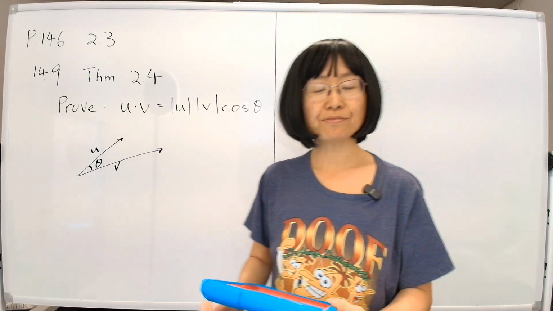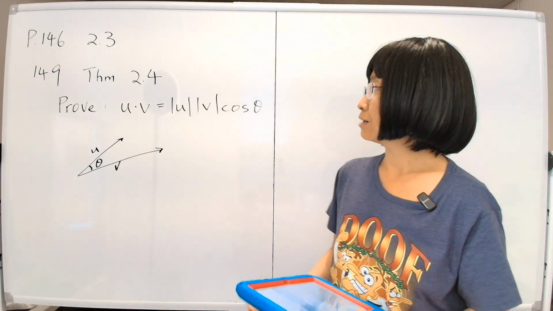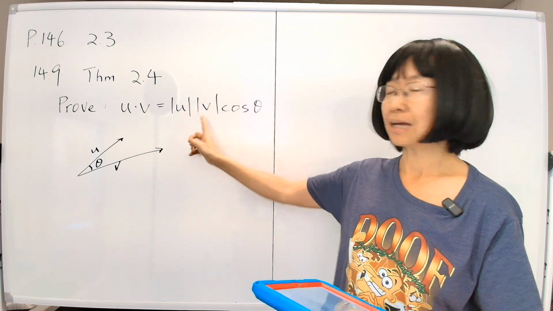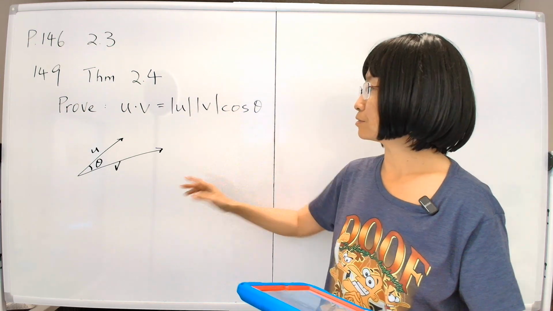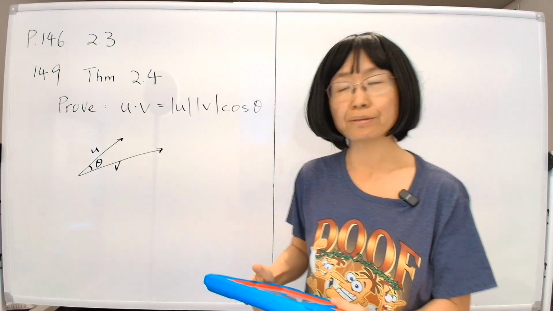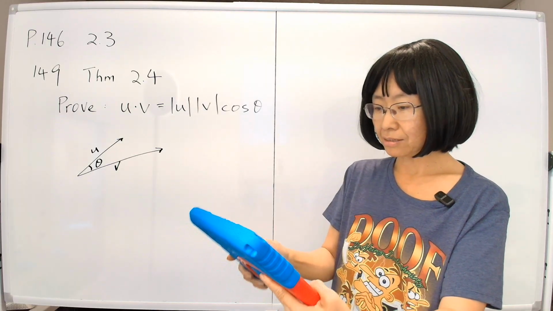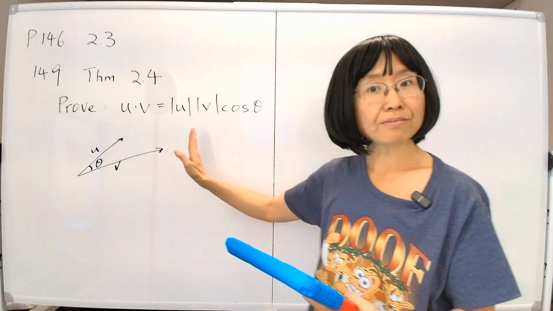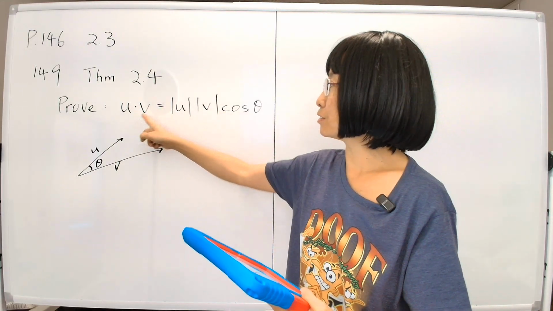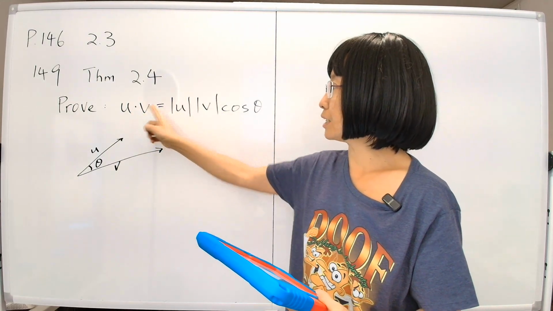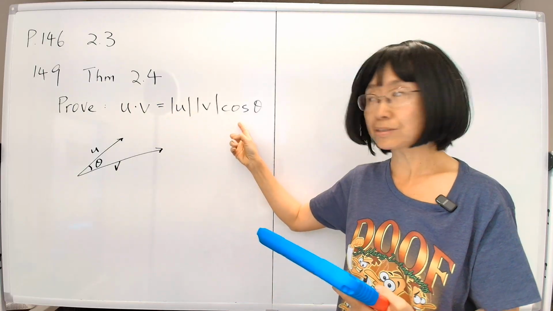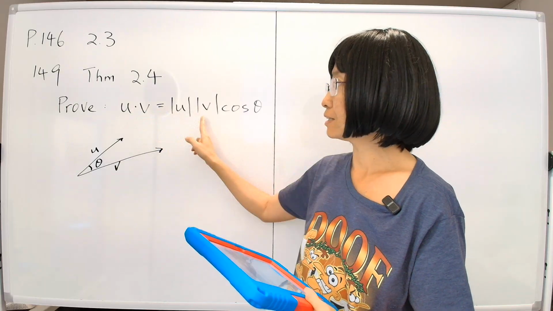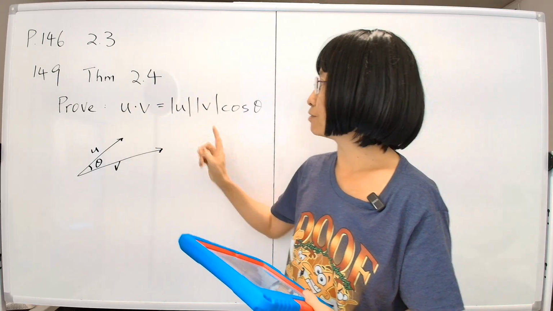Now we're on page 149, theorem 2.4, which states that u dot v is the same as the magnitude of u times the magnitude of v times cosine of theta, theta being the angle between u and v. The question is, what do we need u dot v for? Well, this theorem shows that you can calculate the angle between two vectors by using u dot v divided by the magnitude of u times the magnitude of v. So we need to prove this.